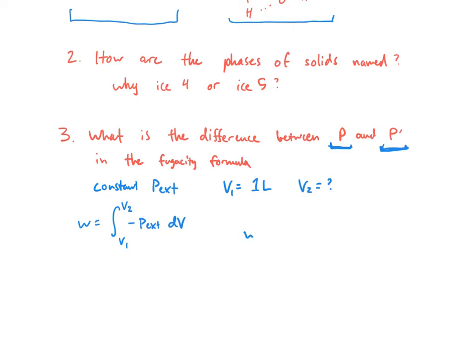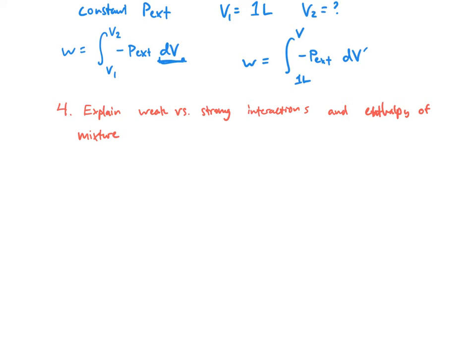I could write this integral in a slightly different way. I could say from 1 liter to V, but then I'm already using V inside there for the variable of integration. So in this case, I could just say dV prime like that. That's really all that's happening. The difference is the variable without the prime is there on the integral, and the variable with the prime is the variable of integration. Okay, Gabrielle asked this next question. She asked to explain the weak versus strong interactions and the enthalpy of mixing.